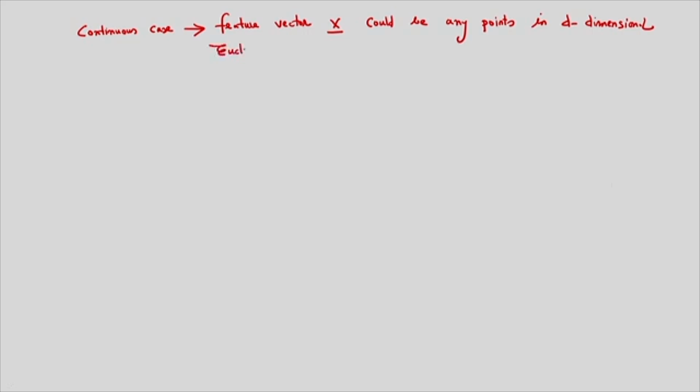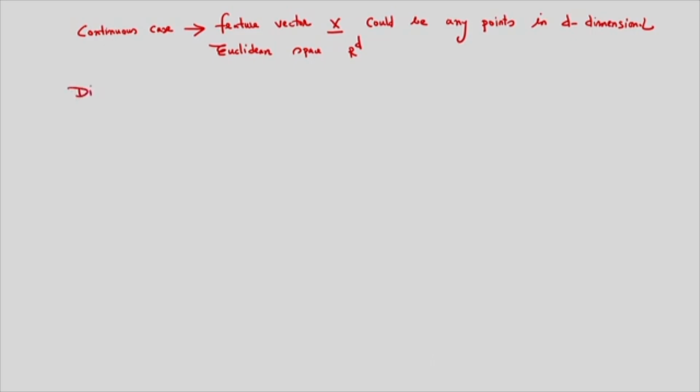So in case of the continuous case, if I consider the continuous case, the feature vector x could be any point in d-dimensional Euclidean space, that is actually R to the power d space. So this is for the continuous case. Feature vector x could be any point in d-dimensional Euclidean space R^d.